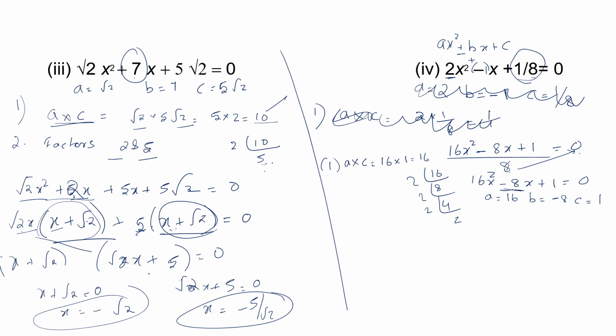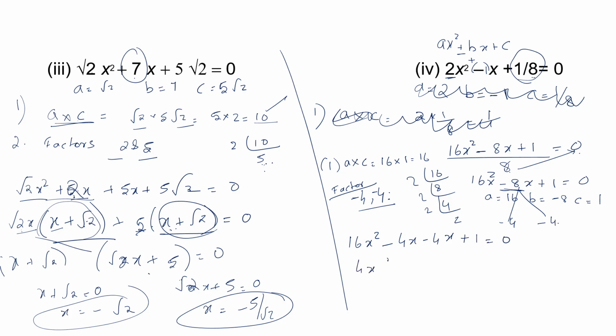So how can I split? I can split this as 4 and 4. If I put minus here and minus here, it will become -8 coefficient of x, right? So I can split it as -4 and -4. On multiplying I will get 16, and adding I will get -8. So the equation will be written as 16x square minus 4x minus 4x plus 1 equal to 0. See, this 8x term we are splitting into -4x and -4x.